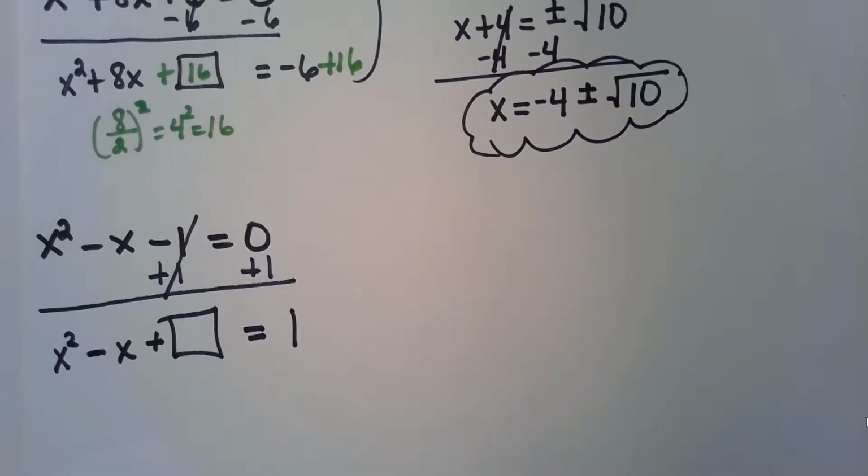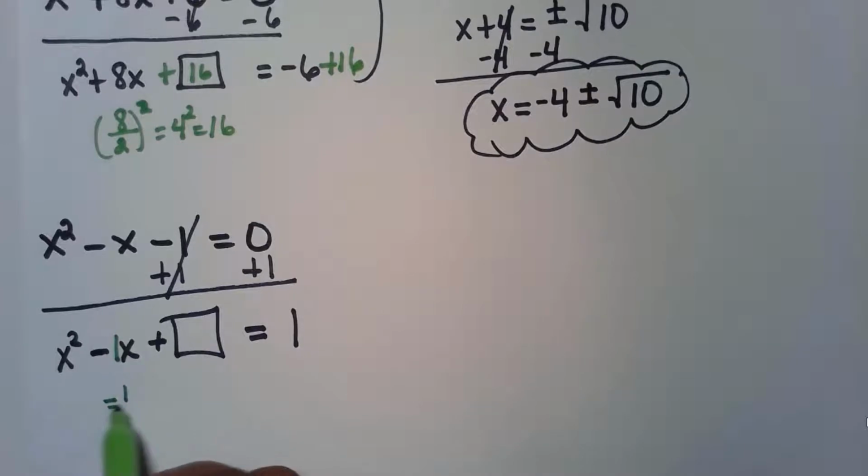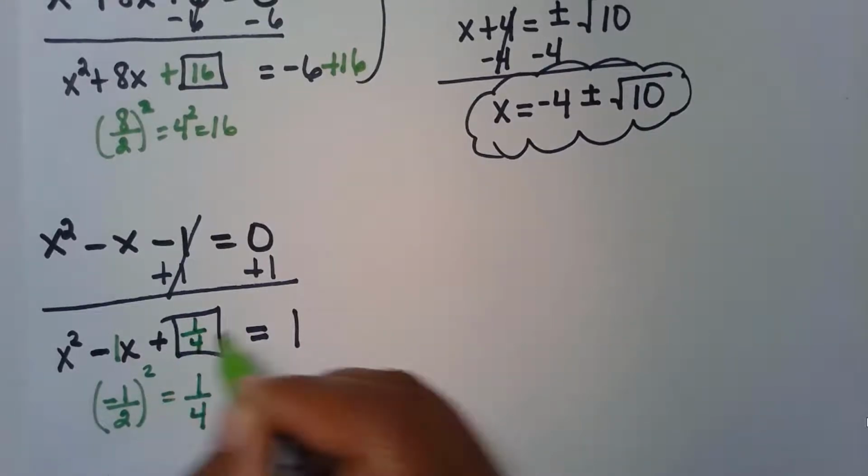So we want to take half of the middle term. What is the coefficient of the middle term for x? This is a 1. So if we take half of that, we would get 0.5, excuse me, not 0.4, 0.5, and then square it. So take half, square it. This would give us 1/4. So we're going to add 1/4 to both sides.